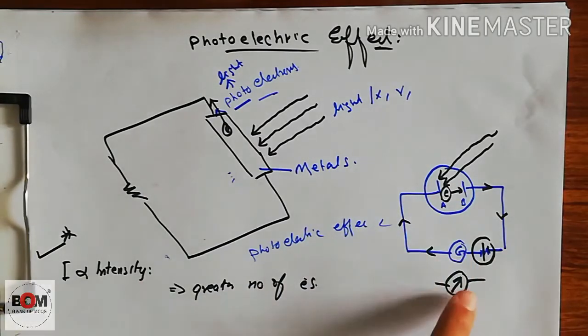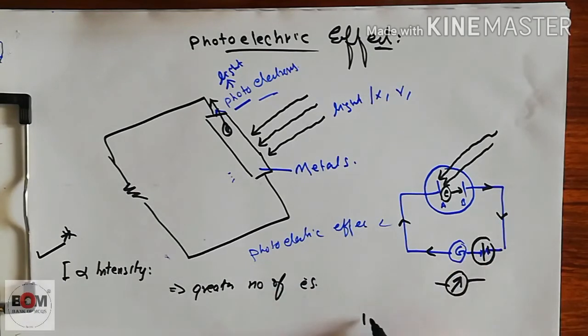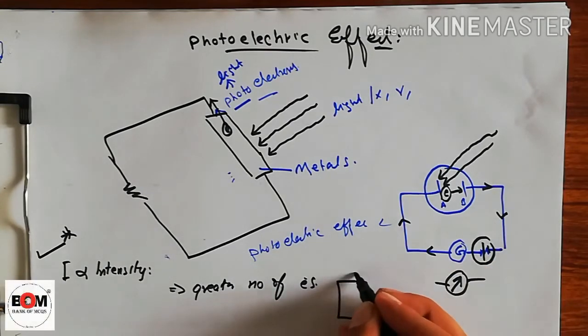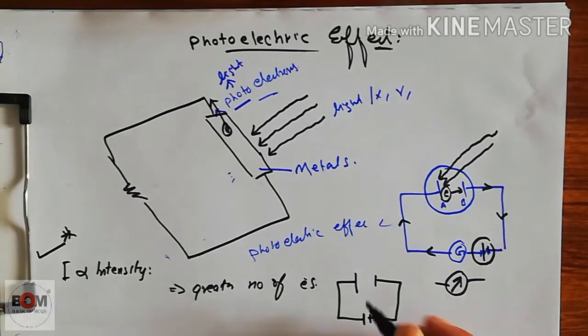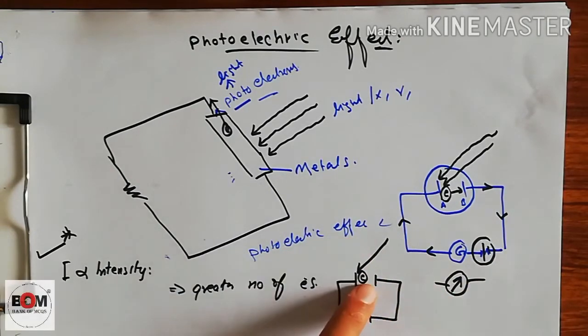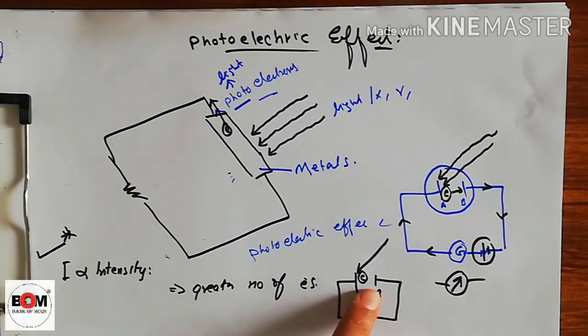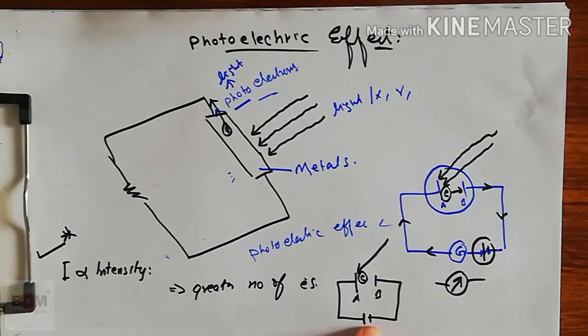If this potential is less, so if we connect less potential, then electron will be emitted by light. But these two metals have no such potential. The metal B has no such potential to attract the electron. So no movement of electron will occur, and that potential is called stopping potential, or V naught.